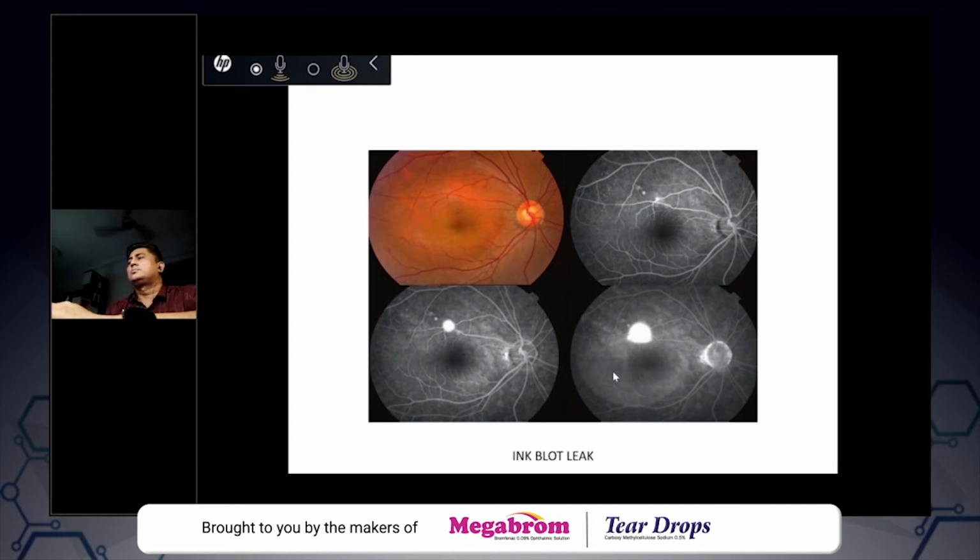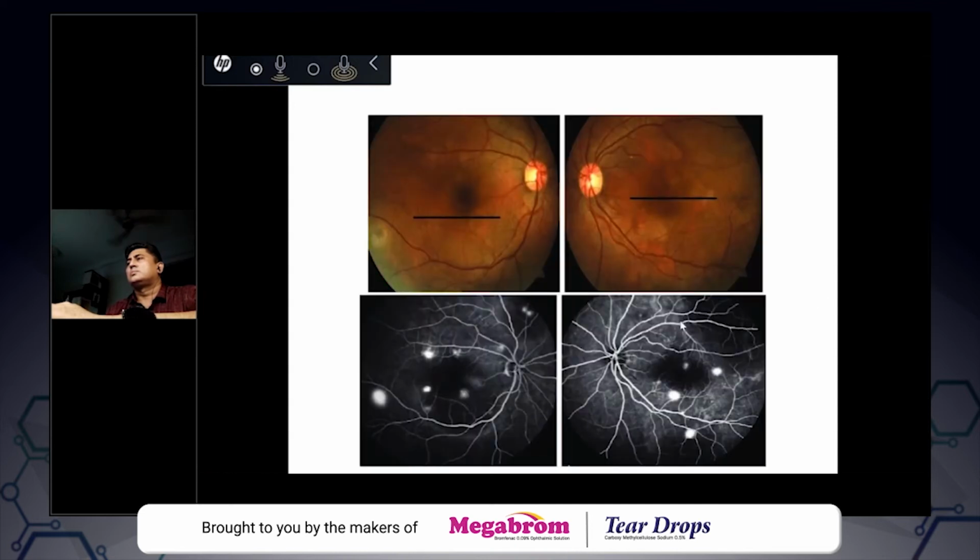You can make out there is a hyperfluorescence here. The dye is leaking here. Dye gets collected in the fluid in the serous detachment. This is called the ink blot, another type of leak in serous detachment.